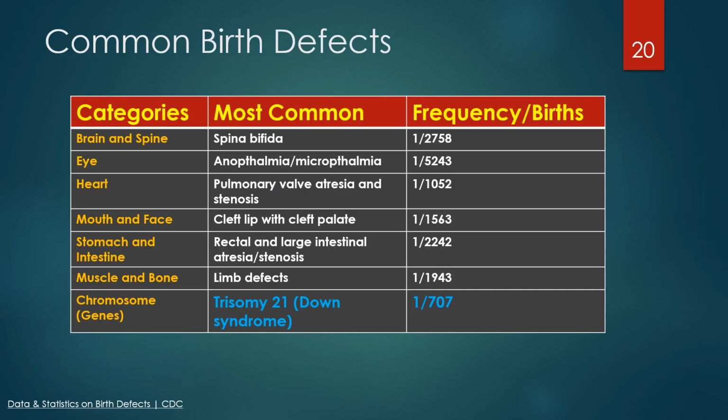The most common chromosome or genetic birth defect is trisomy 21, or Down syndrome, seen in 1 of every 707 births.